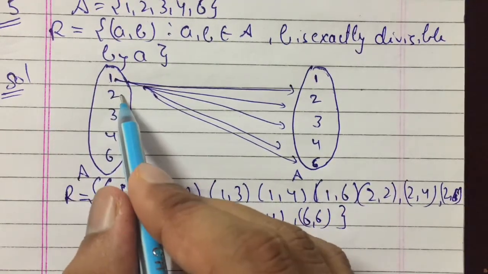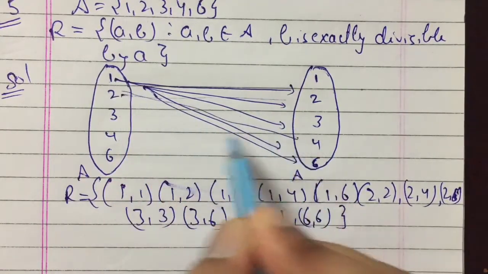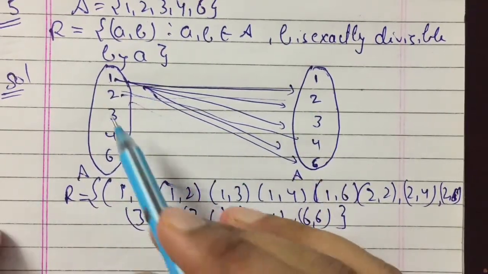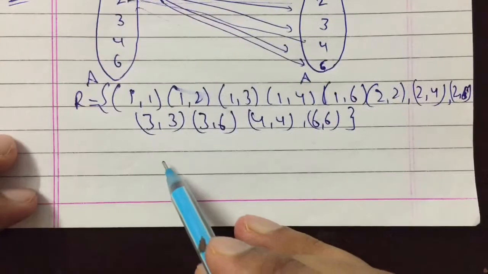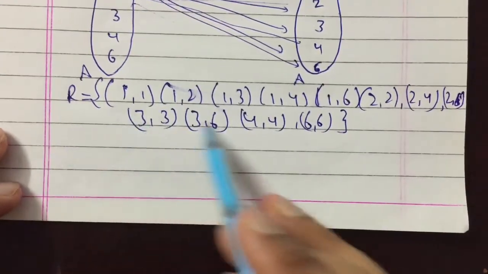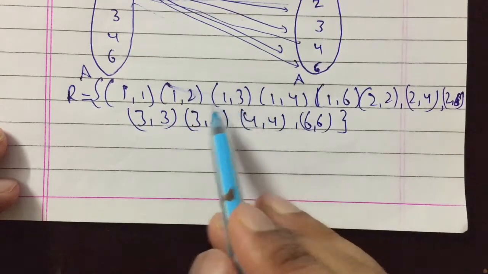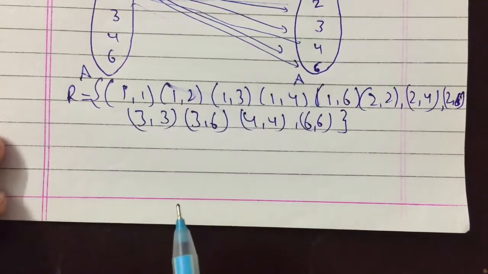I'm not drawing these lines because it will become quite confusing to understand. So just to make you clear, I draw this. So simply you can write down this relationship set R is equal to these elements, right? The second element is exactly divisible by first element.